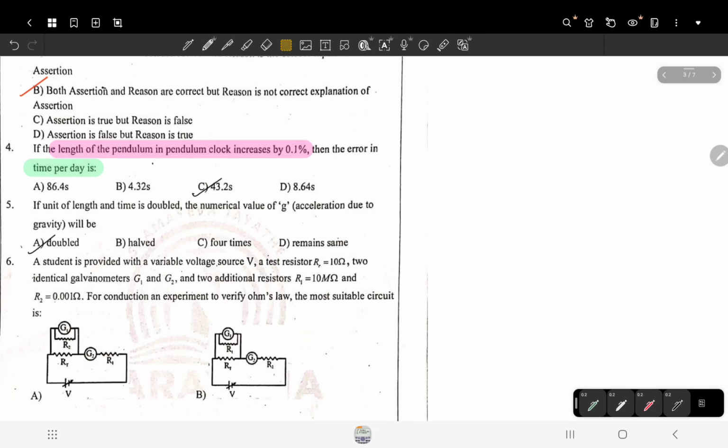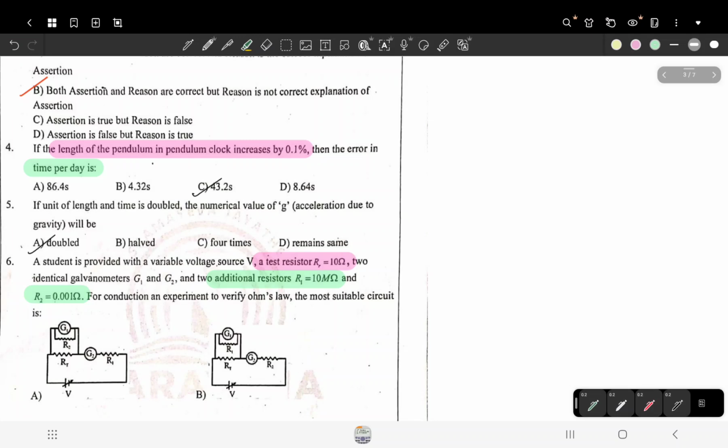So next one is the sixth one. A student is provided with a variable voltage V, a test resistor. There is a test resistor having 10 ohms, and there are two identical galvanometers G1 and G2, and two additional resistors. One is 10 mega ohms and the other one is 0.01. That is, one is having a high resistance, the other one is having a low resistance. For conducting an experiment to verify Ohm's law, the most suitable circuit is.